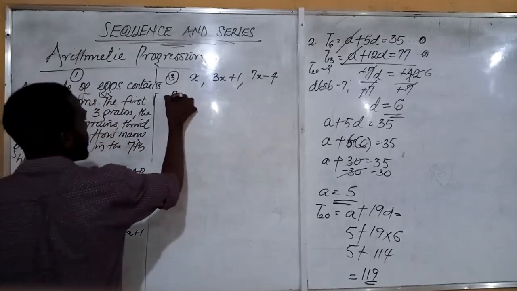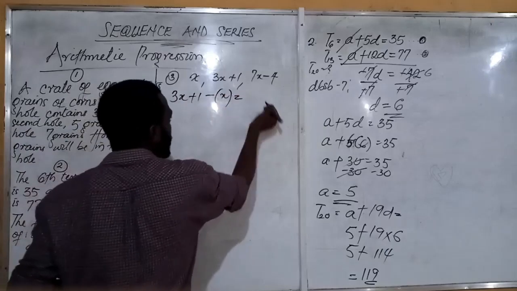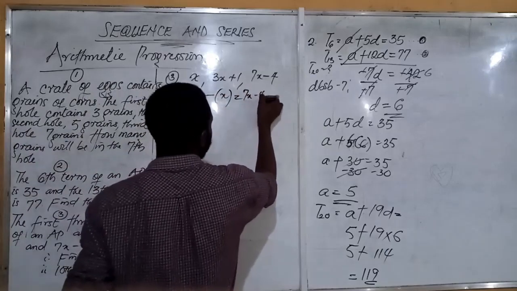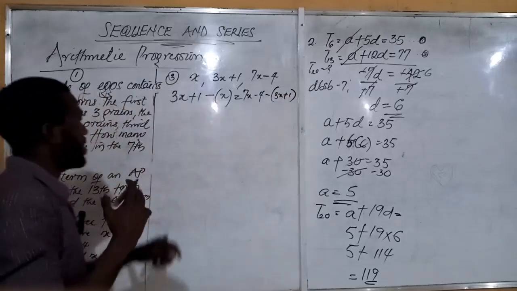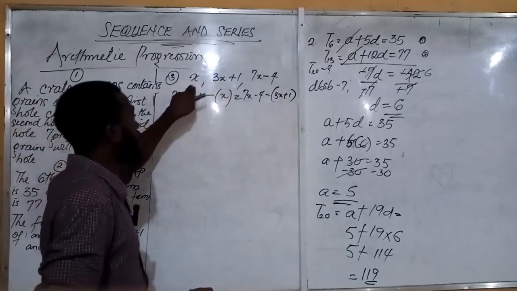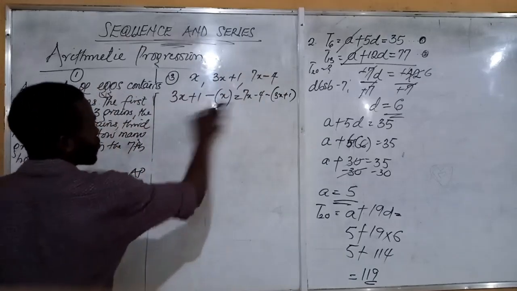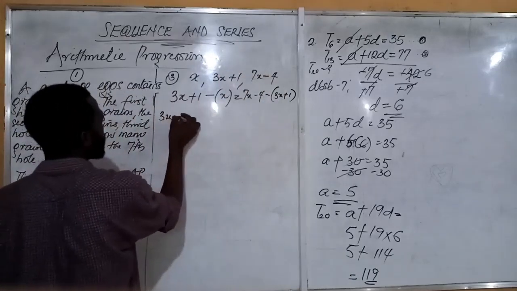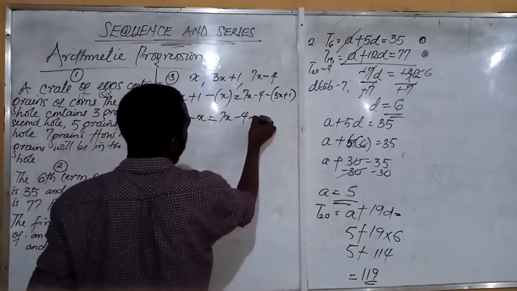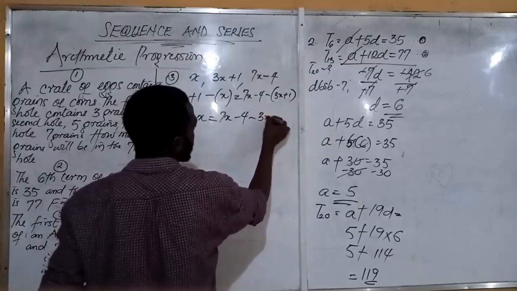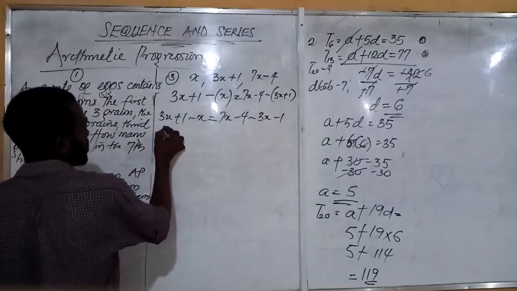So I mean that if I say 3x plus 1 minus x is the same as 7x minus 4 minus 3x plus 1. I hope this is clear. If I subtract this from this, or this from this, I'm going to get the same answer. So I equate them. And that becomes 3x plus 1 minus x is equal to 7x minus 4 minus, we open the bracket, so we have 3x minus 1. Is that clear?